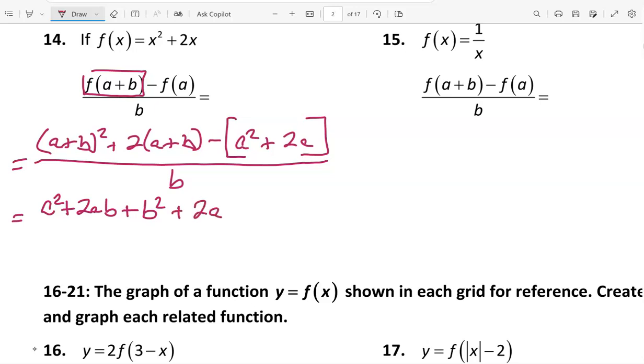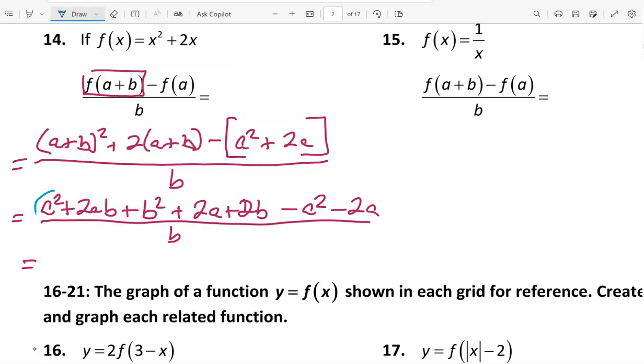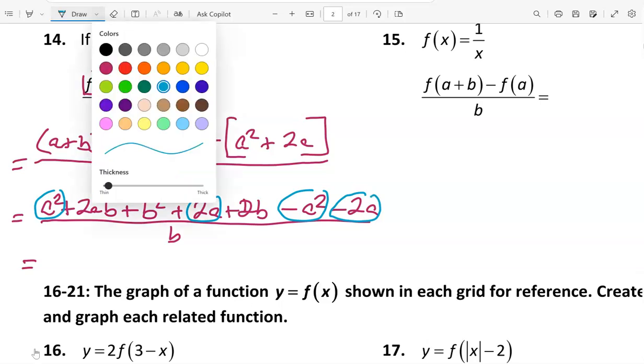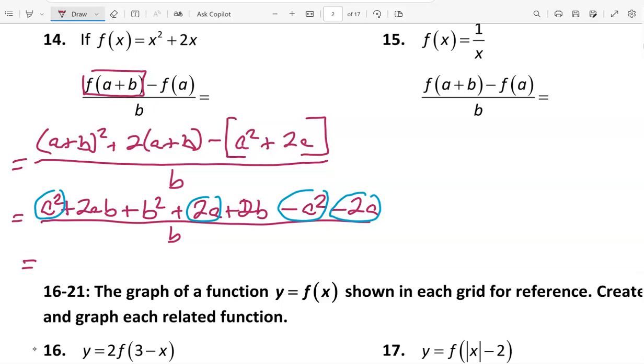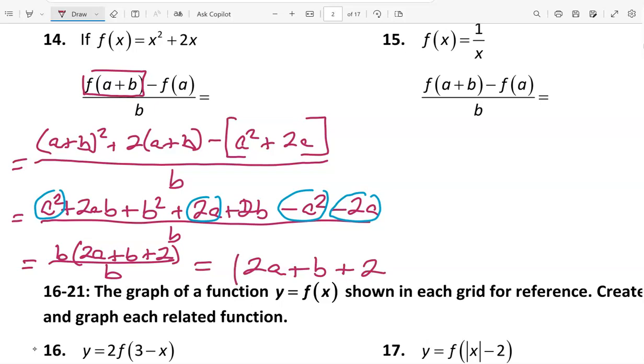And then 2 times a plus b is 2a plus 2b. And then distribute the minus sign. That's minus a squared minus 2a. And then that's all over b. What we'll notice is that some of the terms will go away. We have opposite pairs of terms in the numerator, a squared and negative a squared, and also positive 2a and negative 2a. The remaining terms have a common factor of b, so we're going to factor the b out, 2a plus b plus 2, and then divided by b. The factors of b can be canceled, and we get 2a plus b plus 2.